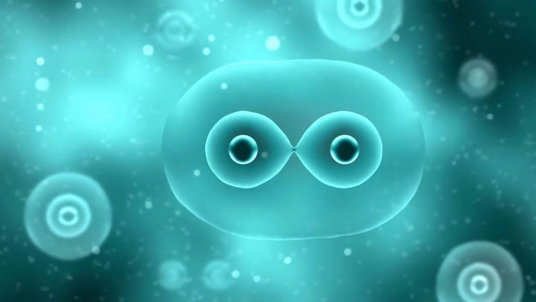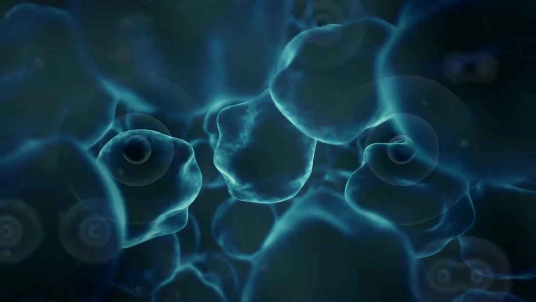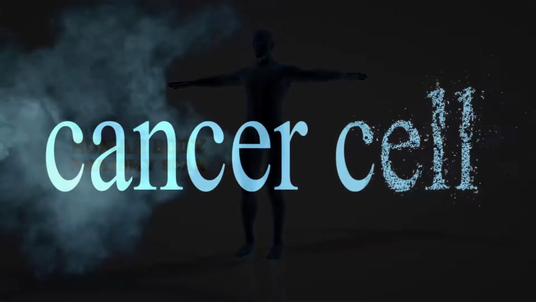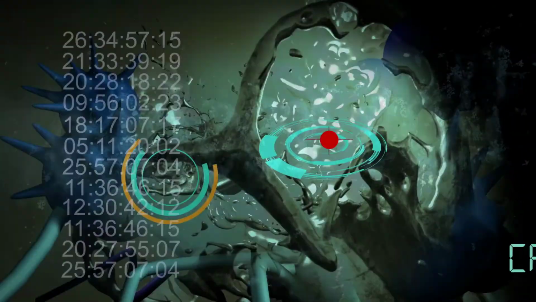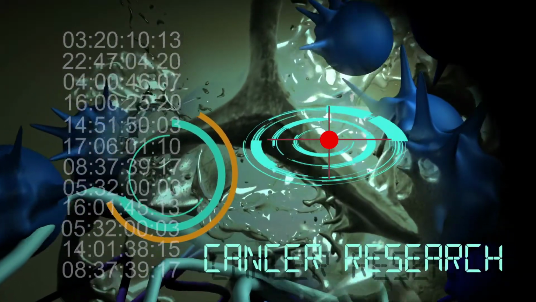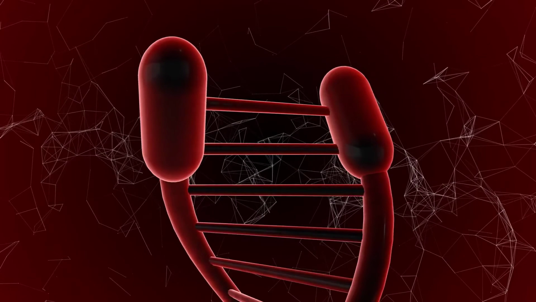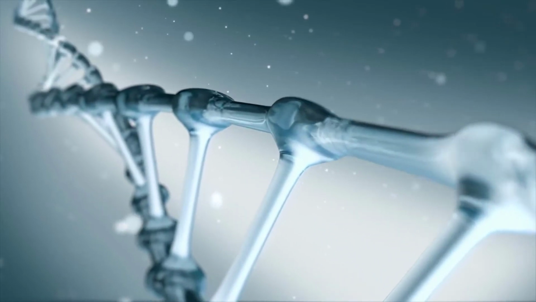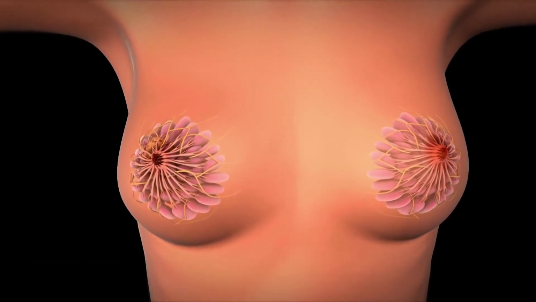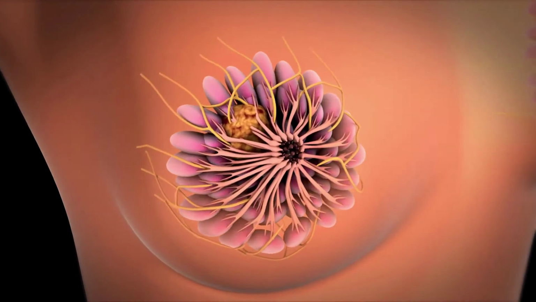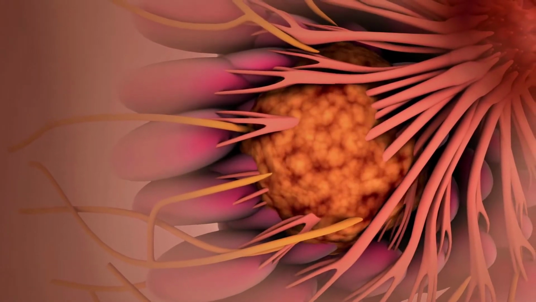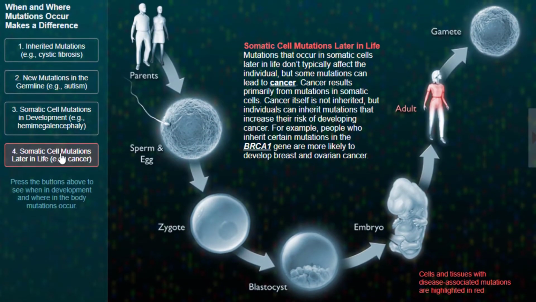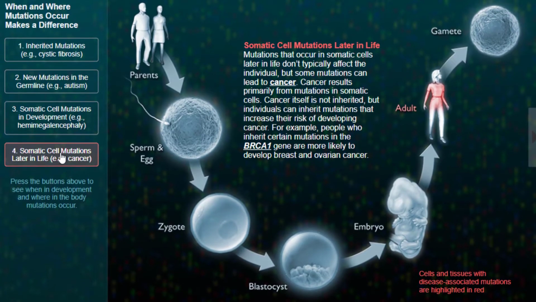Lastly, we'll look at somatic cell mutations that occur later in life. Mutations that occur in somatic cells later in life don't typically affect the individual, but some mutations can lead to cancer. Cancer results primarily from mutations in somatic cells. Cancer itself is not inherited, but individuals can inherit mutations that can increase their risk of developing cancer. For example, people who inherit certain mutations in the BRCA1 or BRCA2 gene are more likely to develop breast cancer and ovarian cancer. Here, we see the cells and tissues with disease-associated mutations highlighted in red.